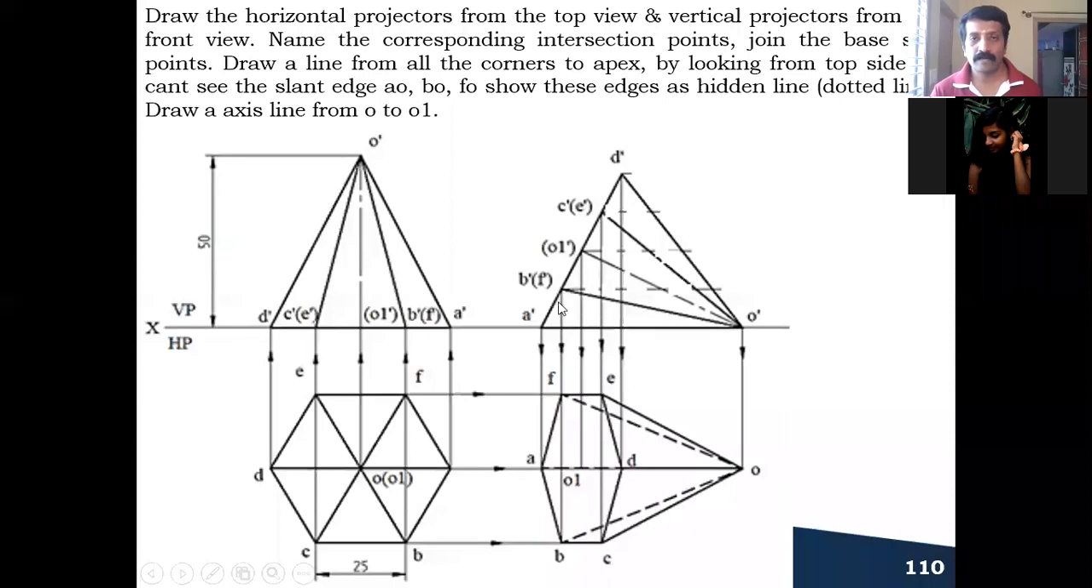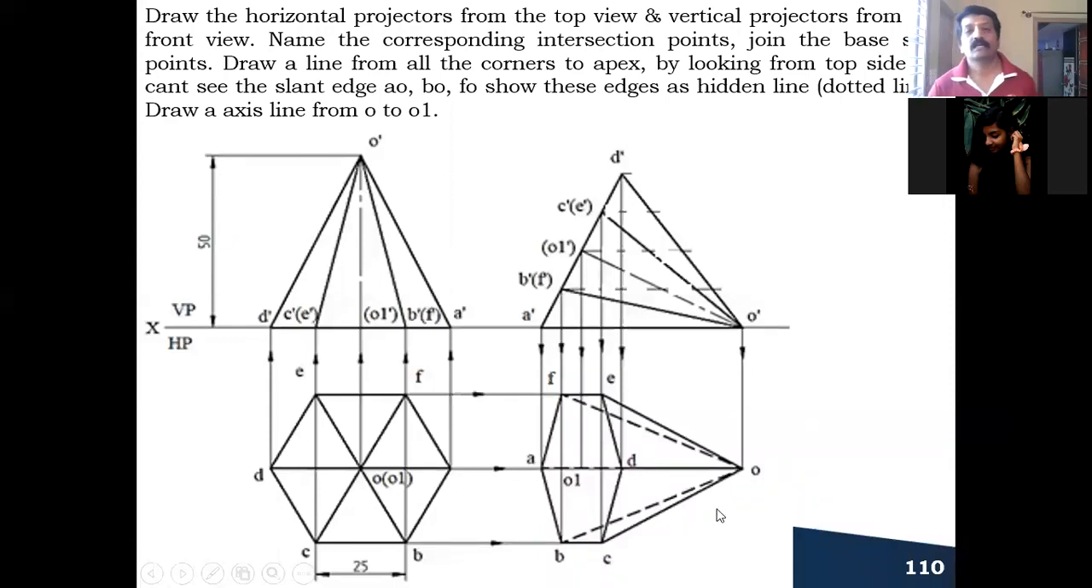B dash is here, this is B dash. C dash is here, this is C. D dash is here, this is D. E dash is here, this is E. F dash is here, this is F. The base point O1 dash is here, this is O1. Apex point O dash is here, this is O.